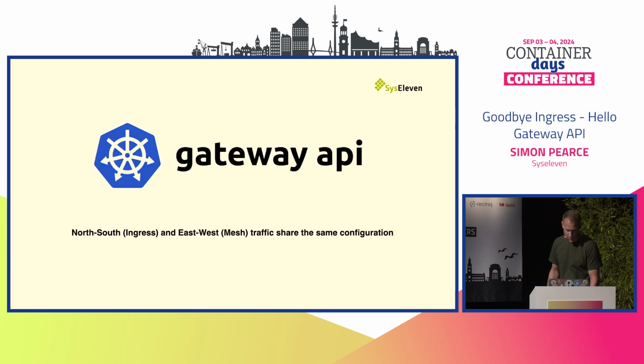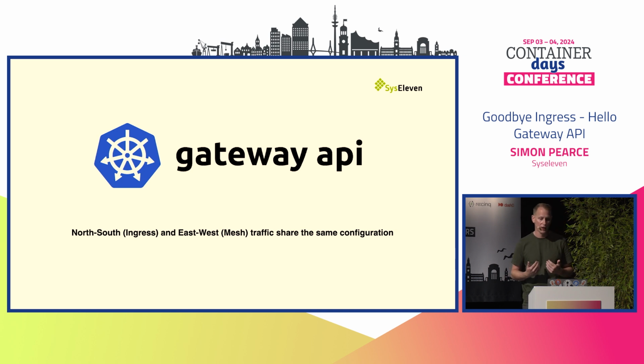So the new rising star, Gateway API. Gateway API allows you to do north-south traffic, so Ingress, traffic coming from the outside into my cluster, and also east-west, so typically mesh traffic, and you can share the same configuration.